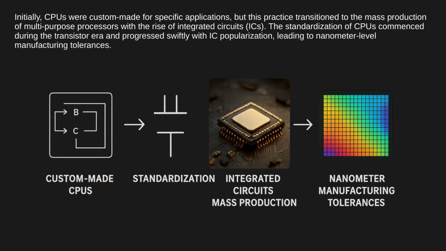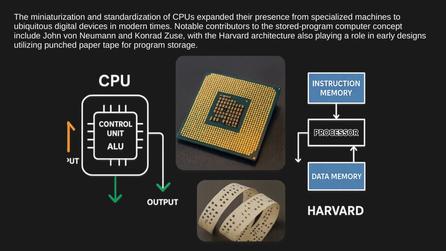Initially, CPUs were custom-made for specific applications, but this practice transitioned to the mass production of multi-purpose processors with the rise of integrated circuits, ICs. The standardization of CPUs commenced during the transistor era and progressed swiftly with IC popularization, leading to nanometer-level manufacturing tolerances. The miniaturization and standardization of CPUs expanded their presence from specialized machines to ubiquitous digital devices in modern times.